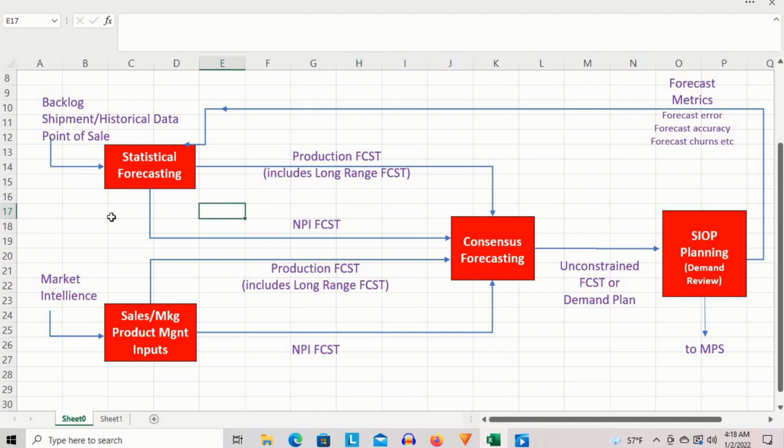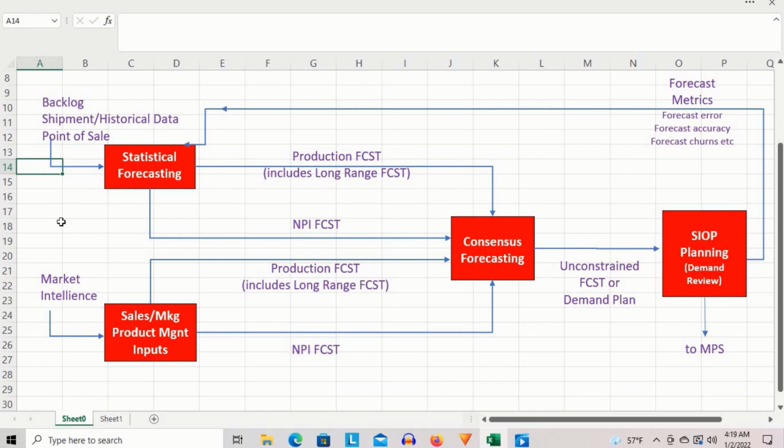Hi folks, in this video I'm going to talk about traditional demand planning versus smart demand planning. Let's first briefly discuss traditional or basic demand planning. So demand planning basically involves generating a demand plan that contains unconstrained forecast at product level, at SKU level, and also at customer level in a specific time bucket for certain time horizon.